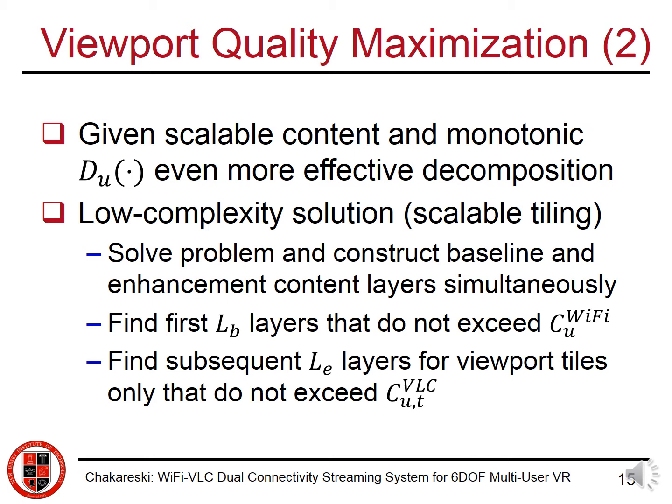Effectively, we first find the first LB layers across all tiles in the 360 panorama that collectively do not exceed the Wi-Fi link capacity for the user. They will comprise the baseline content layer. We then find the subsequent LE layers only for the viewport tiles in the panorama that collectively do not exceed the VLC link capacity for the user. They will comprise the viewport-specific enhancement content layer. We refer you to the paper for more details.